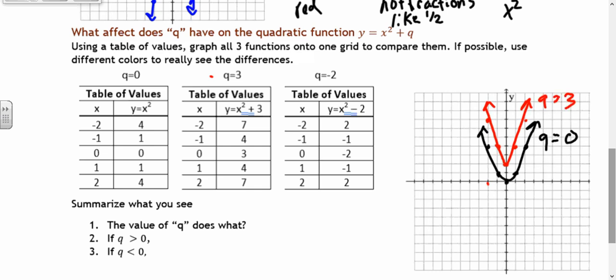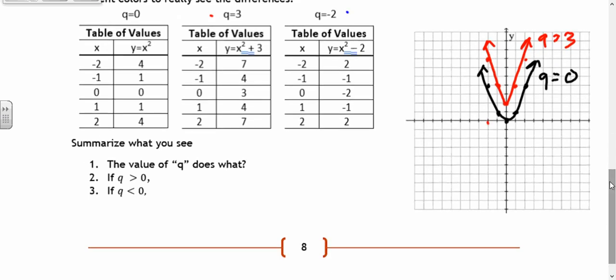negative value one. Q is equal to -2. So then if I'm looking at -2, I'm only going to go up to 2 this time. If I'm at -1, I'm actually going to be at -1. My 0, my vertex point, will drop down to -2, up and up. Q is equal to -2.